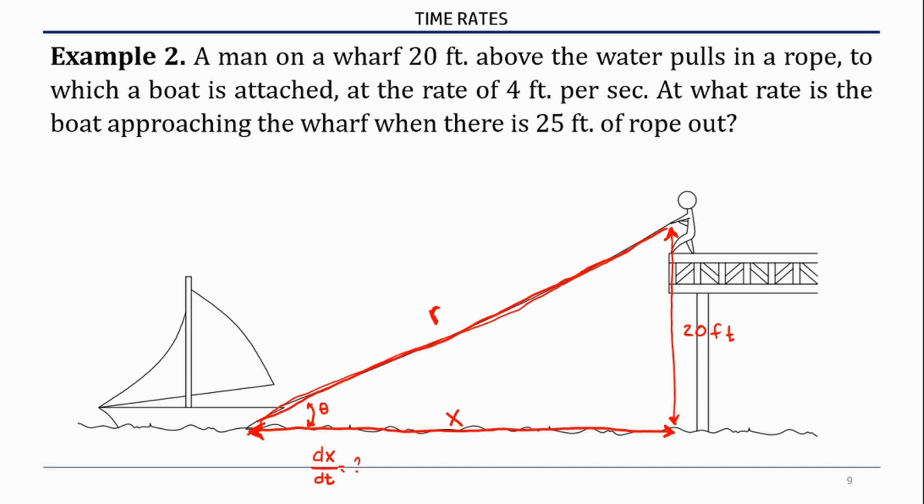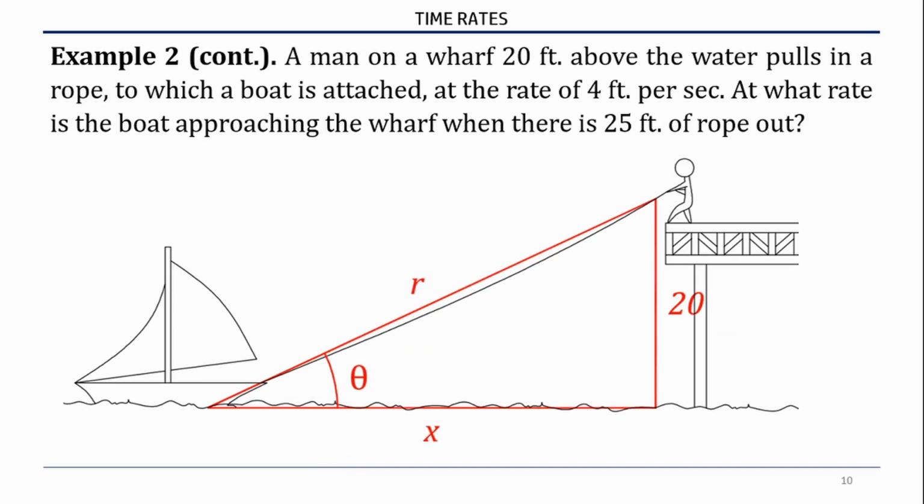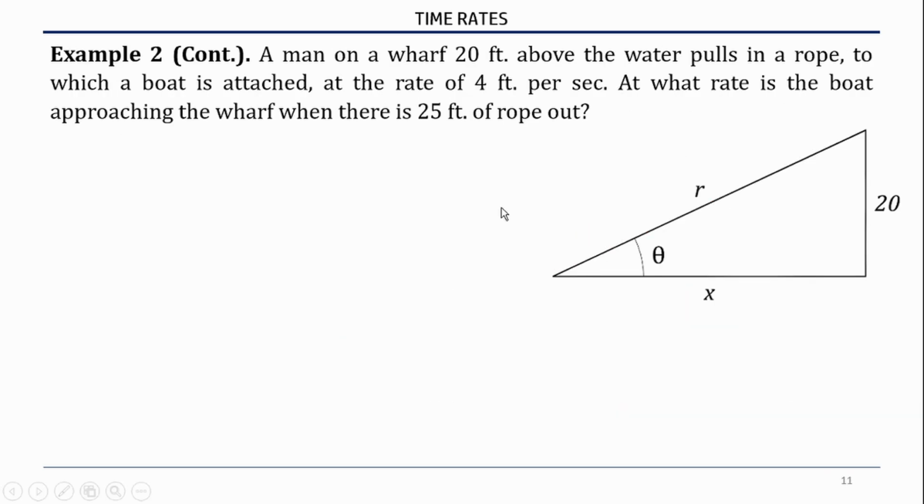So, let's carry on with our problem. I just made the drawing nicer. So, we have this figure now, with the triangle. To solve, we need to find a relationship between r, x, and 20. That is given by the Pythagorean theorem, which is r squared is equal to x squared plus 20 squared. What we are looking for is the change in x with respect to time, so we need a formula for x and then differentiate it with respect to t.